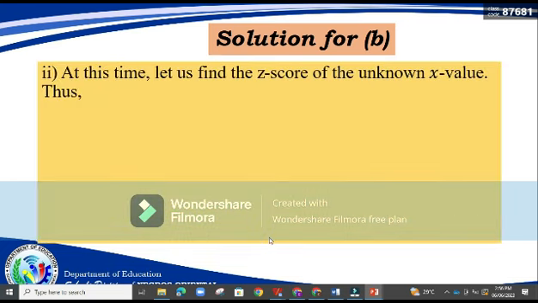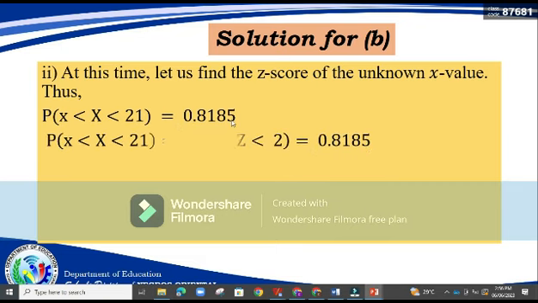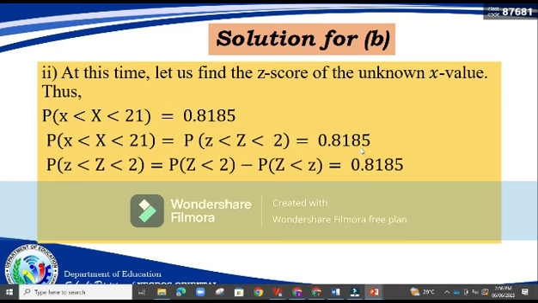Okay. Now at this time, let us find the z-score of the unknown x value. Thus, you have here the probability when x is greater than x but less than 21 is equal to 0.8185. Or you can have, this is just the same as the probability when z is greater than z but less than 2 is 0.8185. The next would be the probability when z is less than 2 minus the probability when z is less than z is equal to 0.8185.